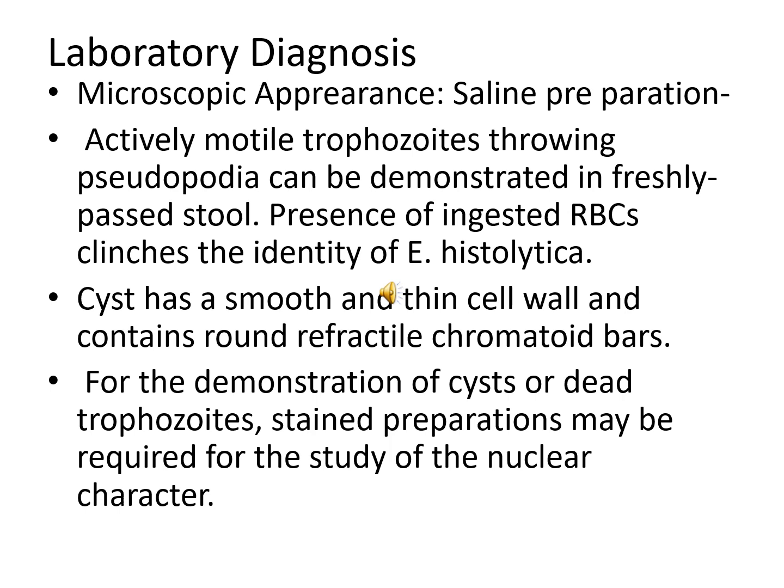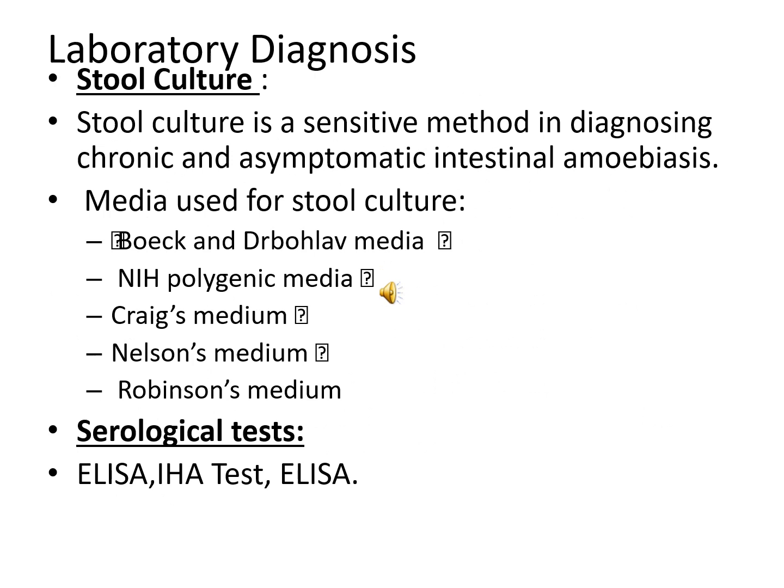Next, you search for cysts. Except the pre-cyst, you can identify both trophozoite and cyst in the sample. The cyst is smooth, thin-walled, with refractile chromatoid bars. To culture the organism, the media used for culturing Entamoeba are Boeck and Drbohlav's medium, NIH polygenic medium, Craig's medium, Nelson's medium, and Robinson medium. These are the culture media used.